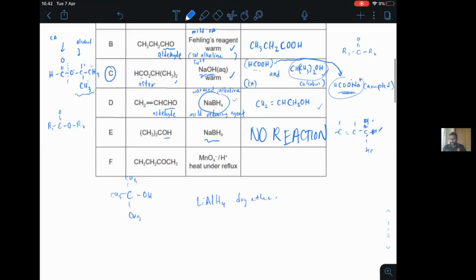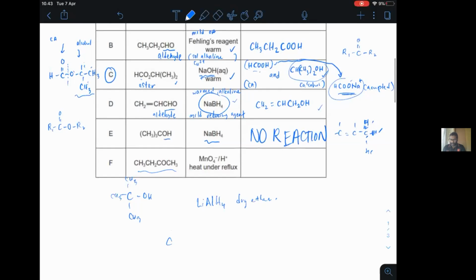Now, Kenneth, just have a look over here. This is going to be a ketone. CH3, CH2, C double bond O, CH3. Now, can ketone be oxidized? No. So no reaction.